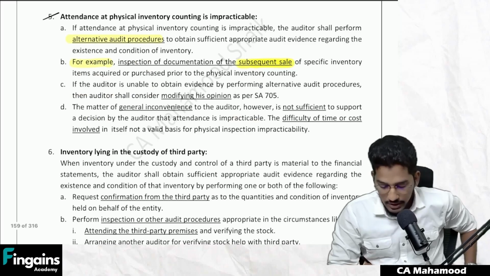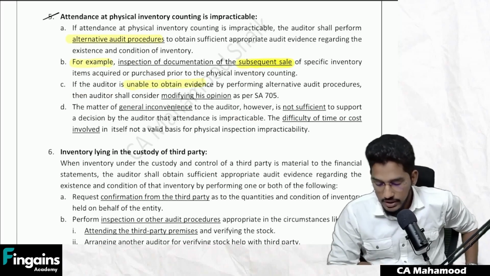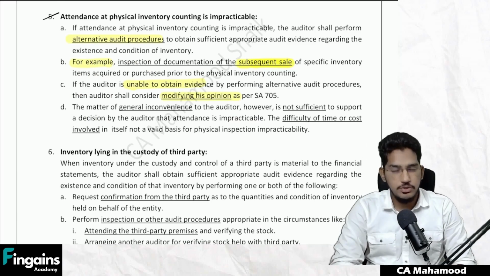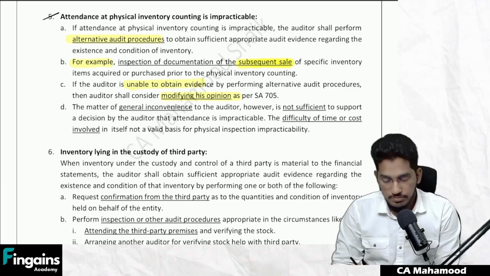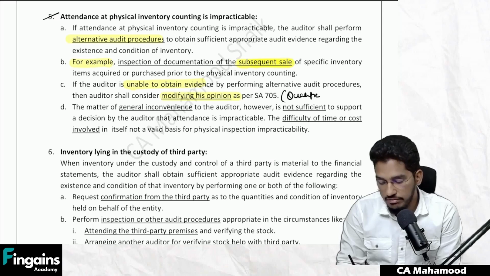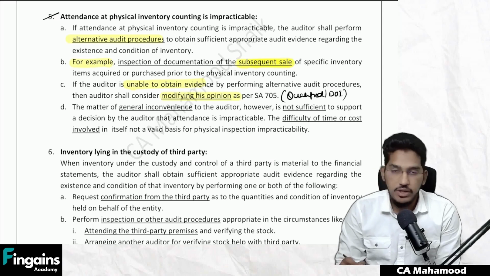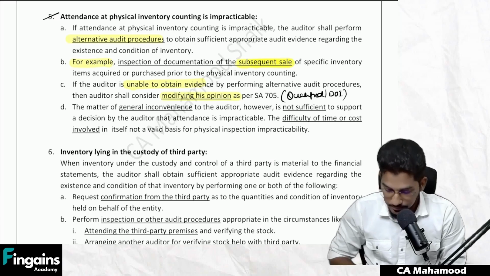Next. If the auditor is unable to obtain audit evidence by performing alternative audit procedures, then he should consider modifying his opinion. If you are unable to perform any alternative audit procedure, then you have no other option. You have to modify the opinion. Guys, which kind of modified opinion you have to give? Since it is a case of non-availability of audit evidence, that modified opinion will be either qualified opinion or disclaimer of opinion. Why either qualified or disclaimer? Because it is a case of non-availability of audit evidence.